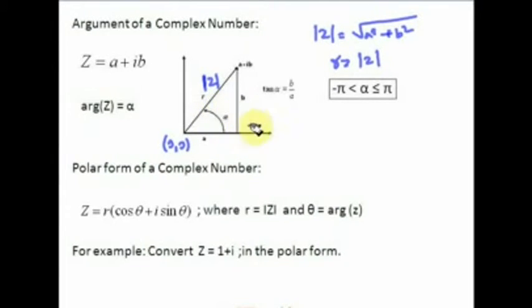The angle is measured both clockwise and anti-clockwise. It varies from 0 to pi and 0 to minus pi. So the range of alpha, or the argument of the complex number, can be termed as minus pi to pi.